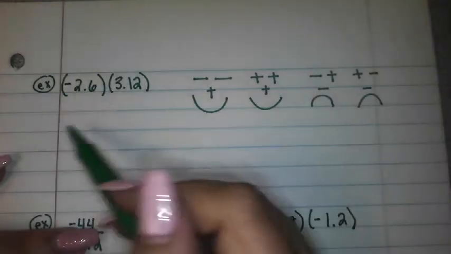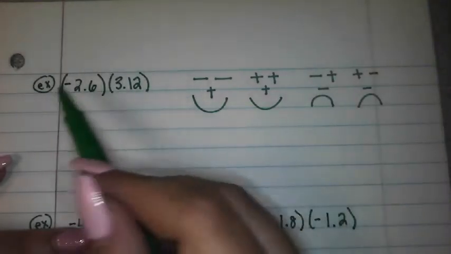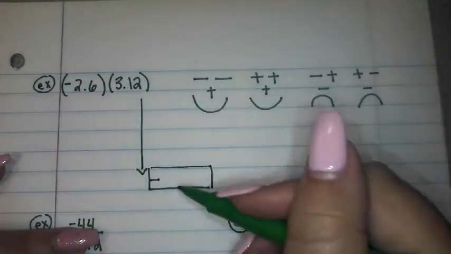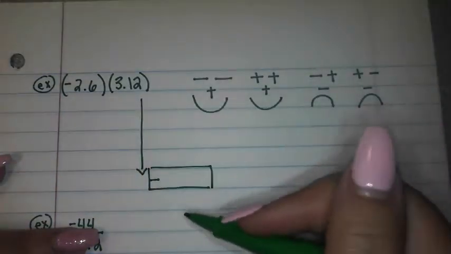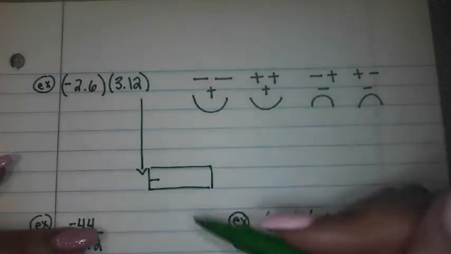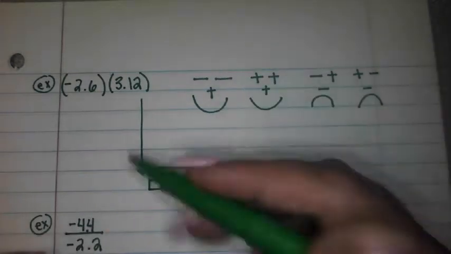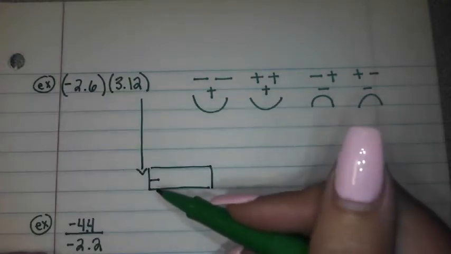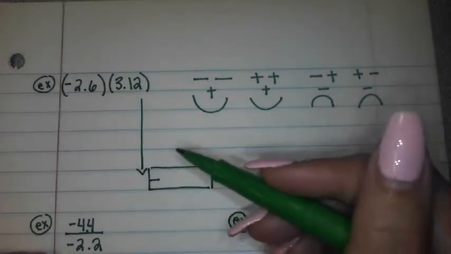So let's look at this example here. My signs are different, so that means my answer is going to be a negative answer. I'm just doing a box with a negative sign in front of it, so that way I don't forget to put my negative with me later. And if I've been able to figure out that this answer is going to be negative, I now know to eliminate any positive answers.